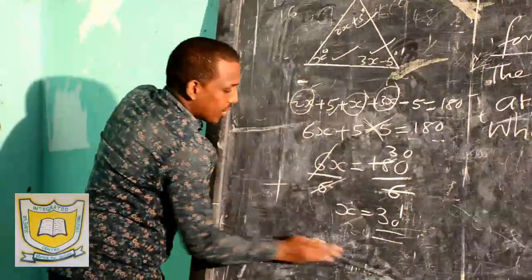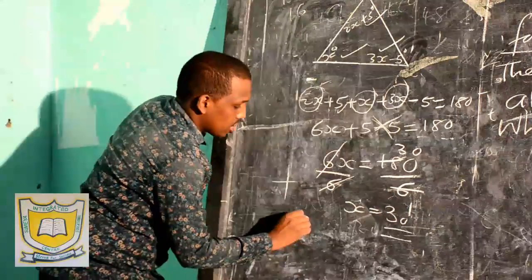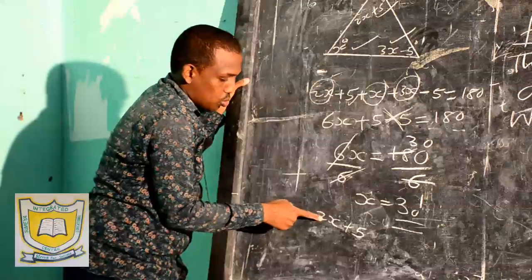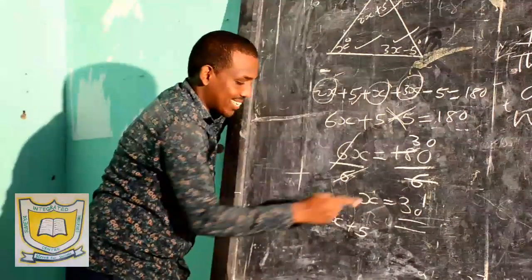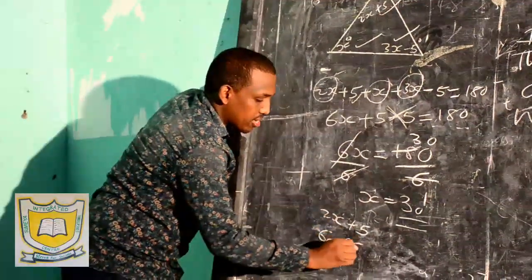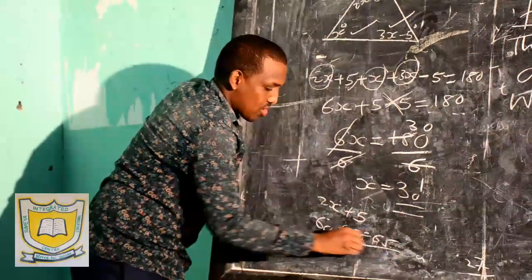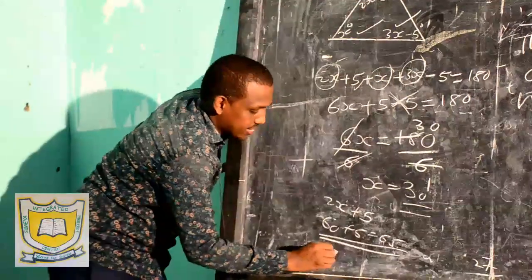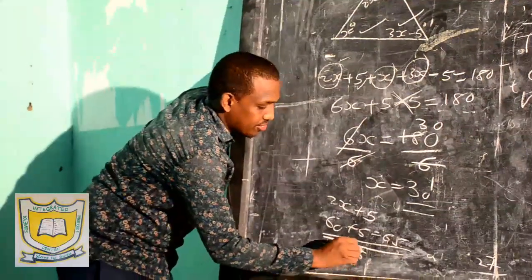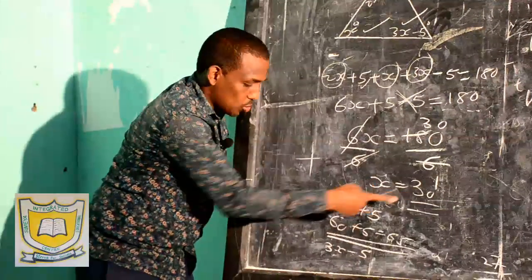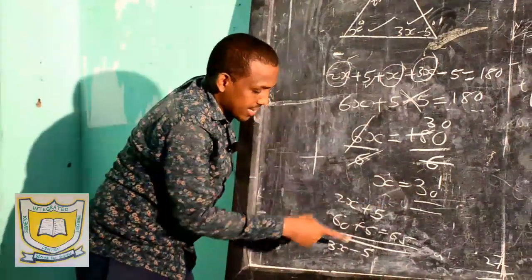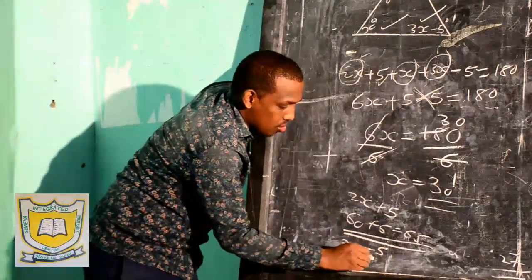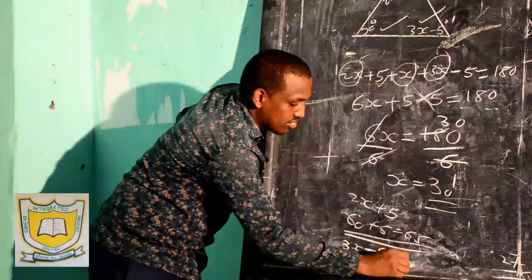The other one was 2x plus 5. So x is 30 now. Let us substitute: 2 times 30 is 60, plus 5 is 65. That's another angle. The other angle is 3x minus 5. So remember x was 30. You substitute 3 times x, x is 30. 3 times 30 is 90. 90 minus 5 is equal to 85 degrees.